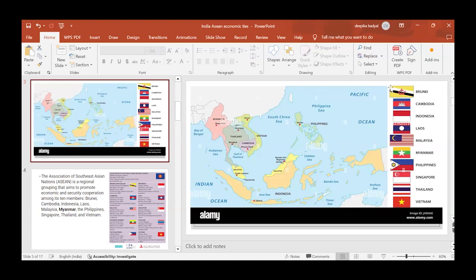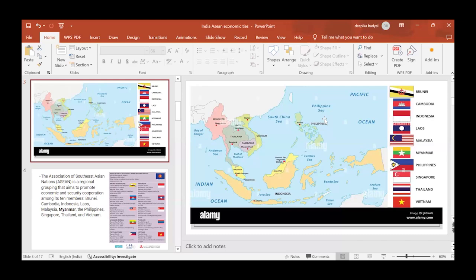ASEAN is basically a political and economic grouping of 10 most important Southeast Asian countries, and they are the countries that were aligned with the West, and there were also non-aligned countries such as Indonesia, which was not aligned. Indonesia was also one of the founders of non-aligned movement along with India. Other countries like Singapore and Philippines were clearly aligned with the Western countries, so in order to create a front against communism.